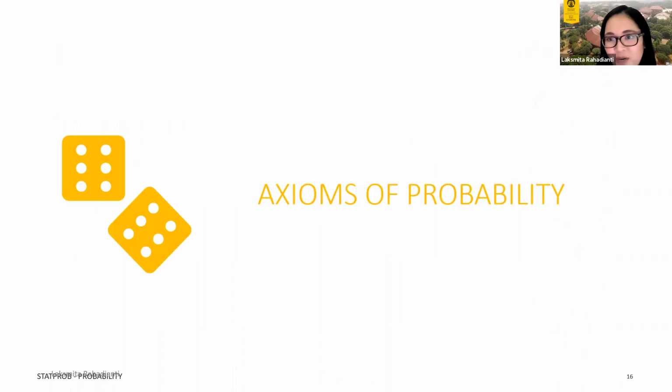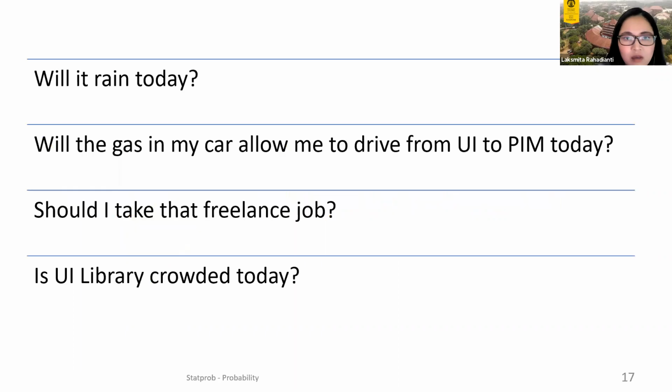Once again, we are going to take a pause. So now that we have our events, we want to know what's the probability of that event actually happening. This is the part where we're actually going to try to answer the probability of these questions.